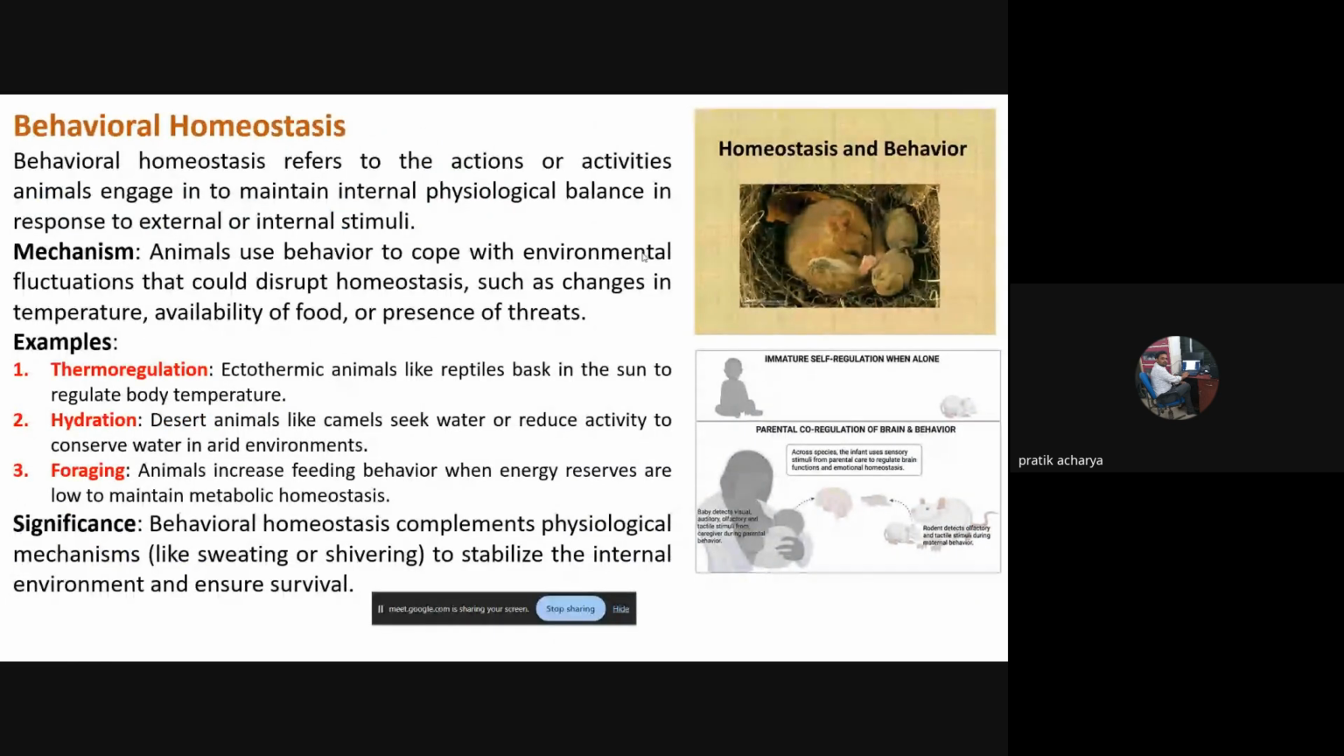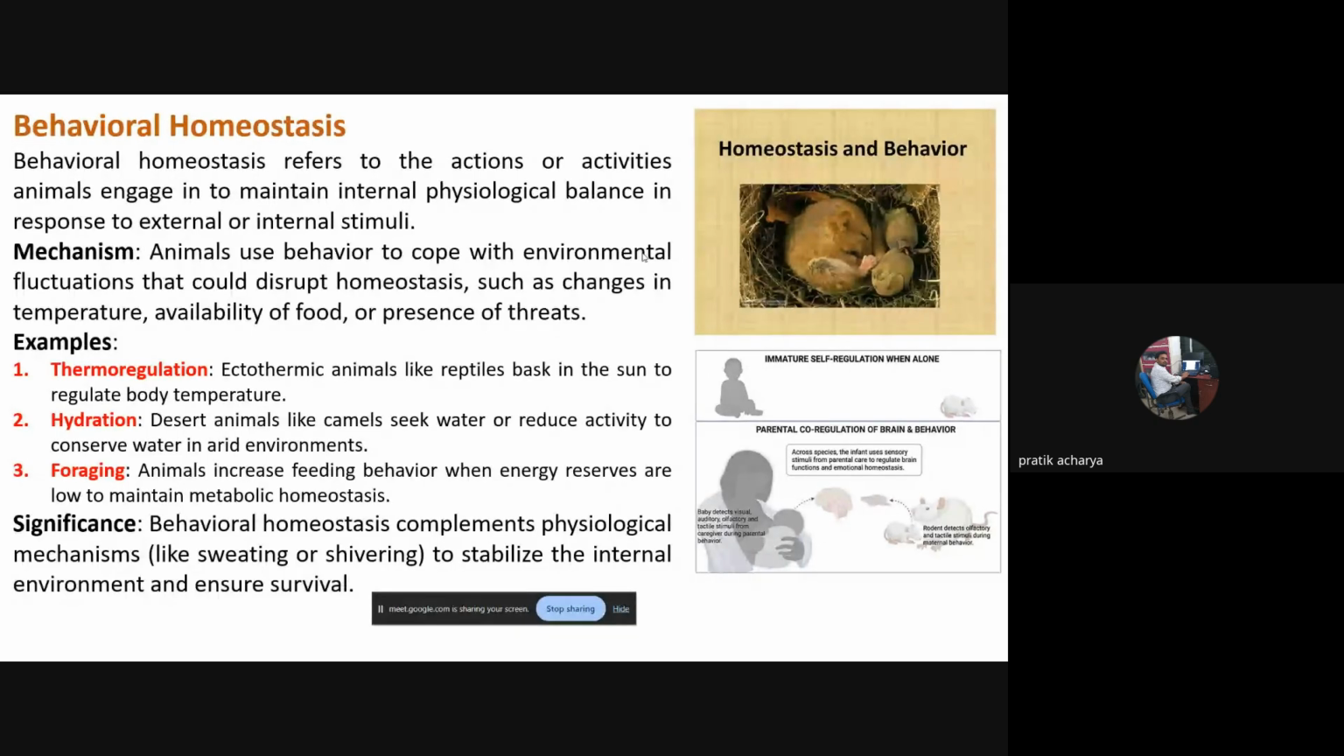So what is behavioral homeostasis? Behavioral homeostasis refers to actions or activities of animals engaged to maintain internal physiological balance in response to external or internal stimuli. So what does the mechanism follow? The mechanism follows the behavior to cope with environmental fluctuation, such as changes in temperature, availability of food, presence of predators. All this kind of behavior we are performing to maintain homeostasis.